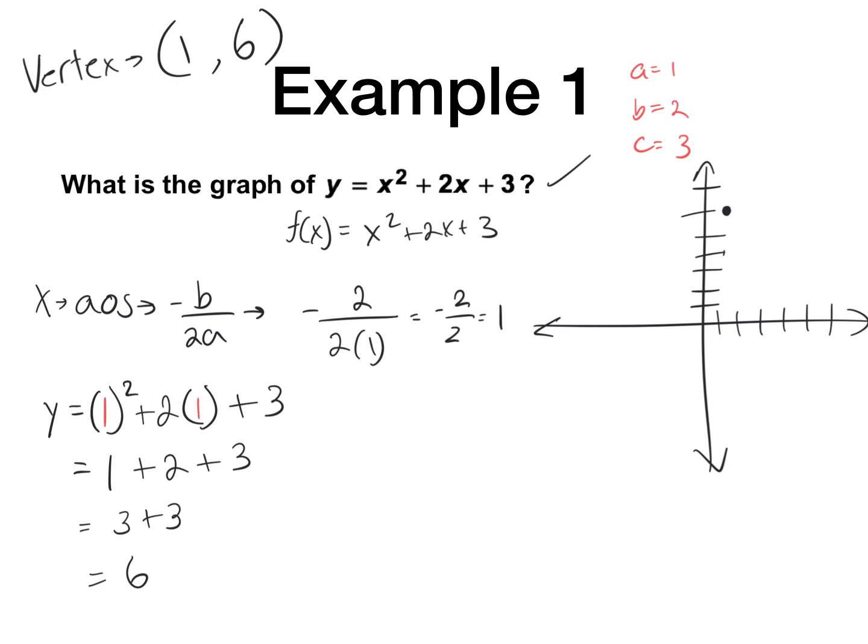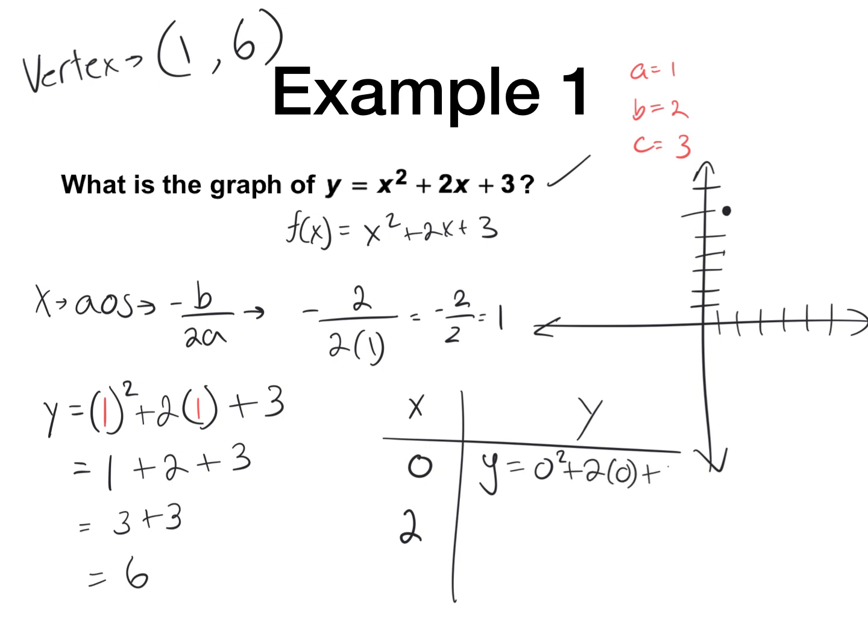Now, I need to find 2 points. Since our vertex is at 1, I will do an xy chart, and I'm going to choose the numbers that are next to this point. So I'm going to choose 0, which is 1 to the left, and I'm going to choose 2, which is 1 to the right. When I choose 0, I will get y is equal to 0 squared plus 2 times 0 plus 3. Those terms cancel out, and we get the value of 3, which is the point (0, 3) for this equation.